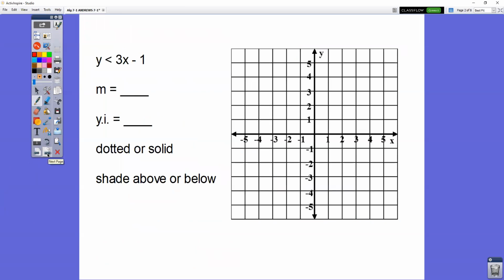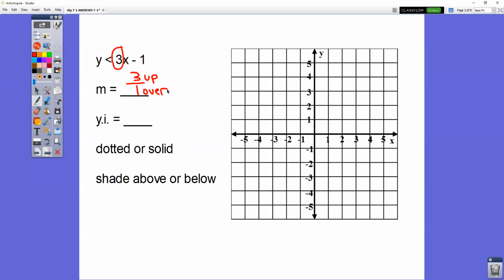So let's take a look at what one of these questions looks like. So we have y is less than 3x minus 1. Remember your slope. Your slope is the number that is in front of your x. Slope is always written as a fraction. So 3 as a fraction is just 3 over 1. So this is really up 3 over 1.